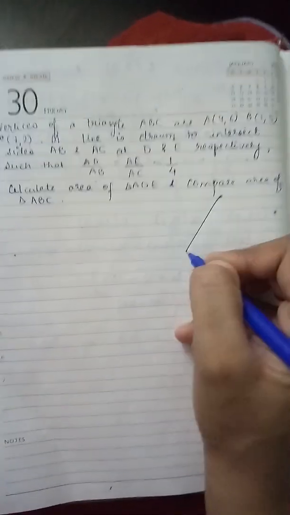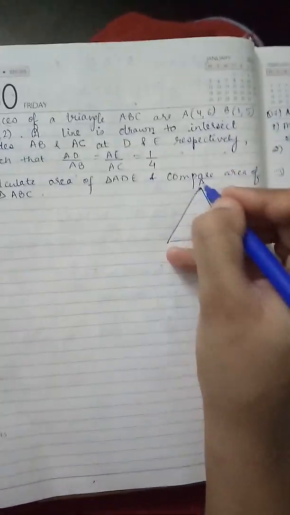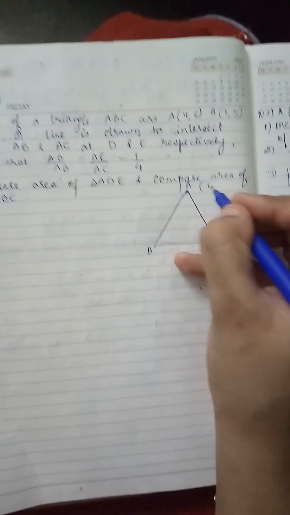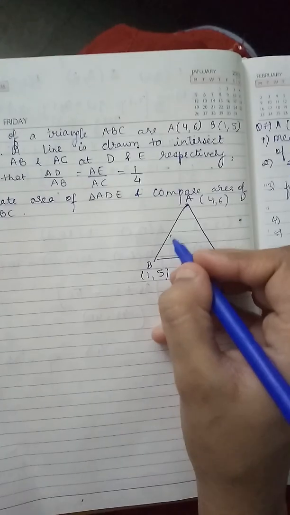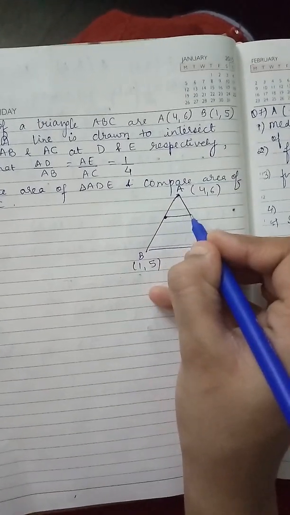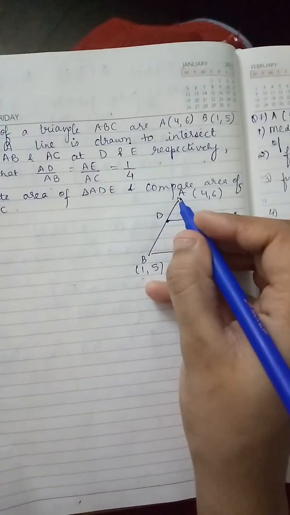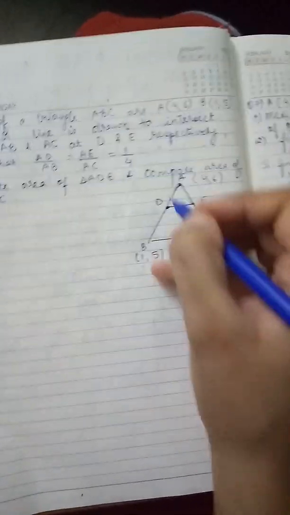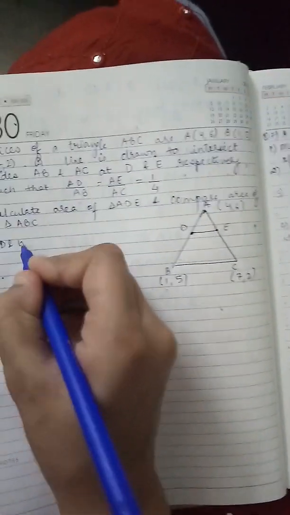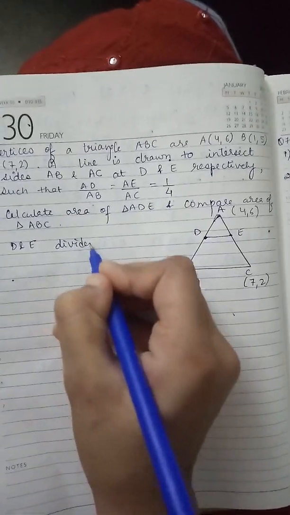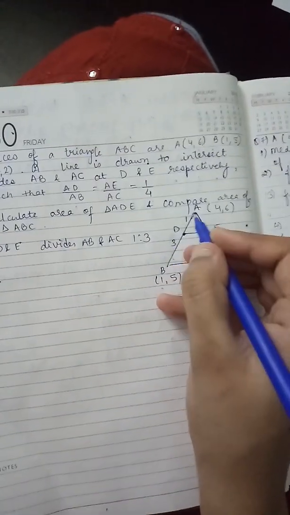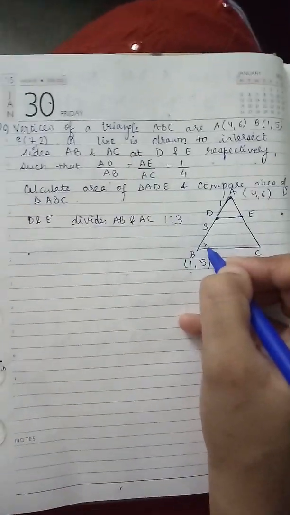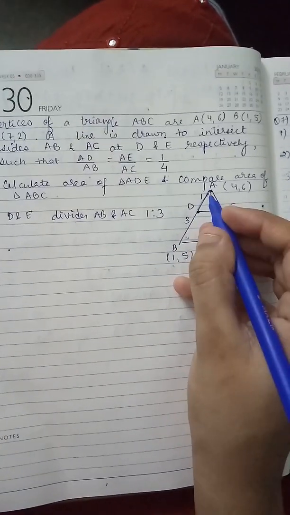Question number 6. Vertices of a triangle ABC are given, which are (4, 6), (1, 5), and (7, 2). A line is drawn to intersect AB and AC at D and E, such that AD to AB is 1:4. That means D and E divide AB and AC in the ratio 1:3. If this will be 1:3, then only this will be complete 1:4. So now we have to find the area of the triangle ADE.